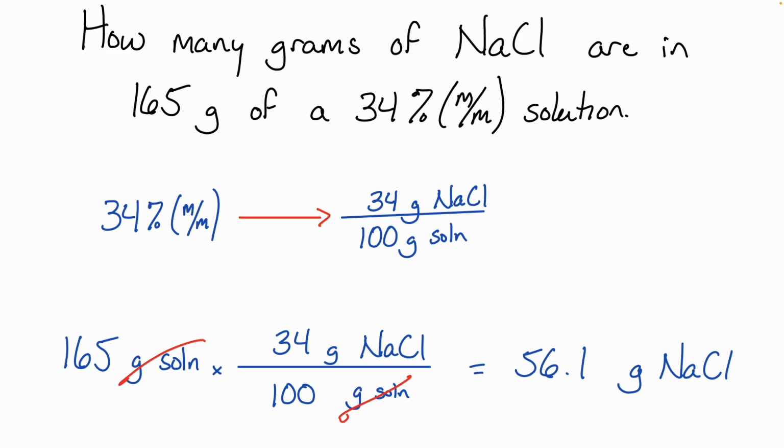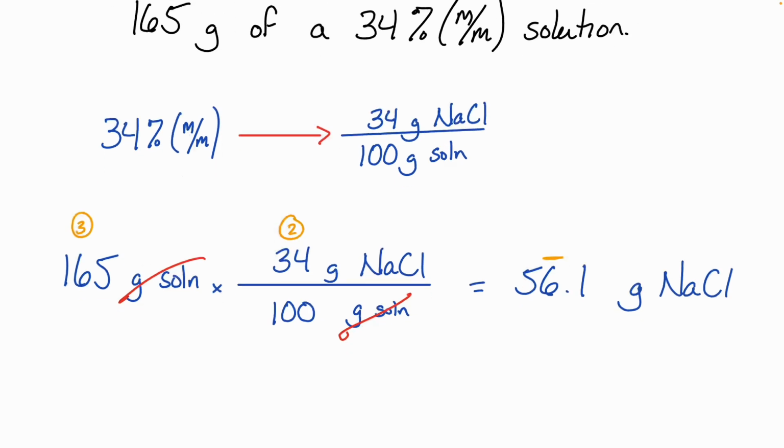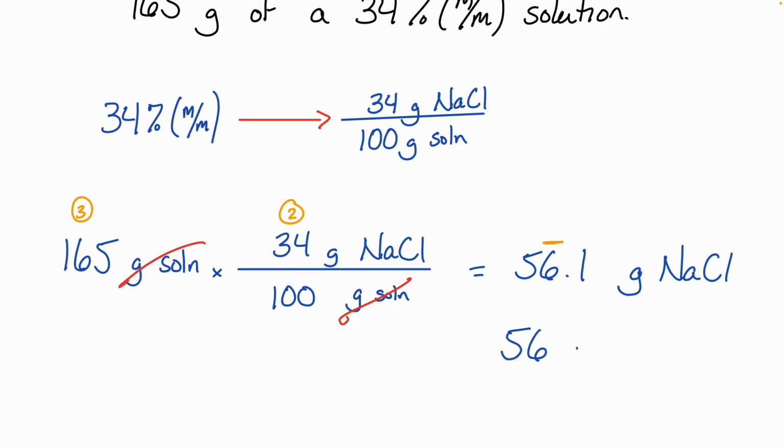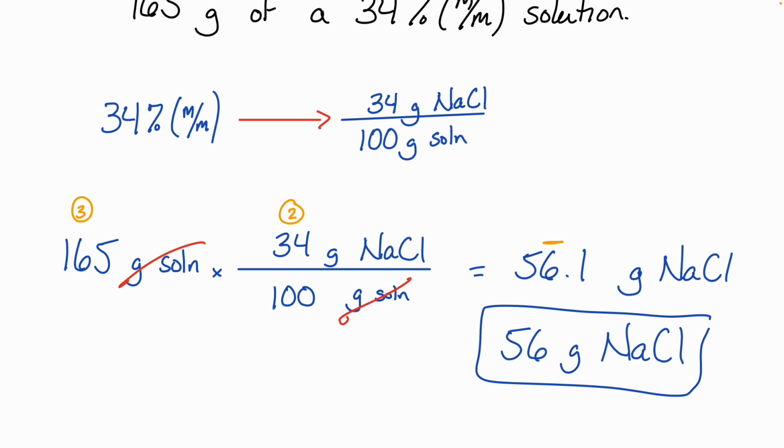No. Just like with our molarity calculations, you have a volume which is limited by sig figs as a measured value, but your concentrations are also measured values, right? So I'm limited by that 34. So we have a total of 56 grams of NaCl, rounded to the correct number of sig figs. Okay?